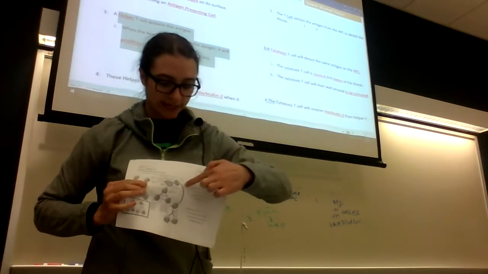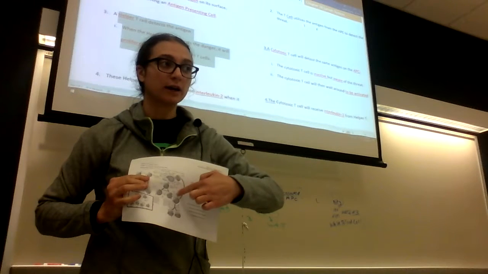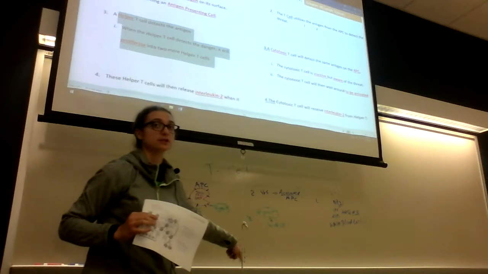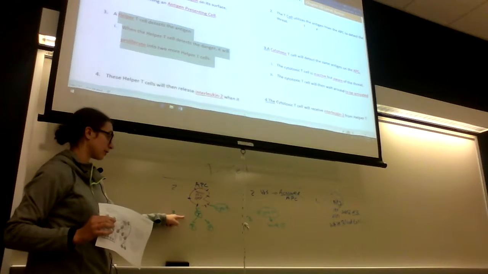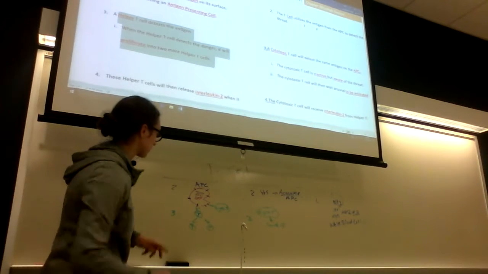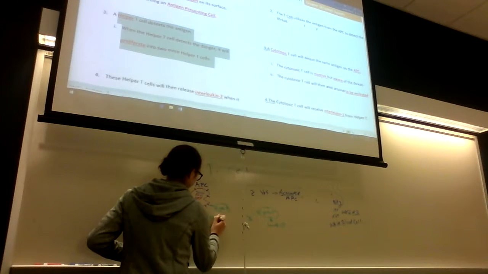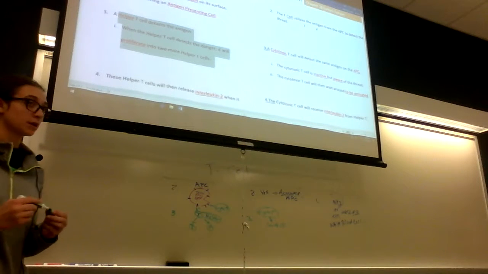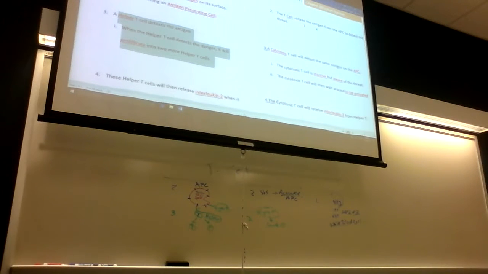So when you look at your sheet, you see this big long arrow on the side. This indicates that your cytotoxic T cell is waiting for instructions because the helper T cell is the commander. Your helper T cell tells your cytotoxic T cell what to do. So it's going to wait. The cytotoxic T cell is inactive, but it is aware. So it'll wait for a while to be activated.